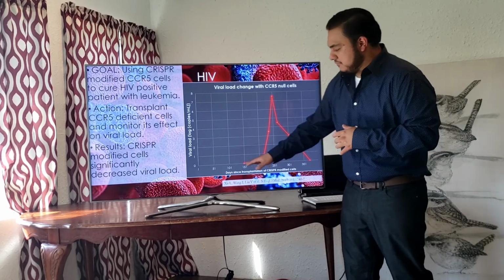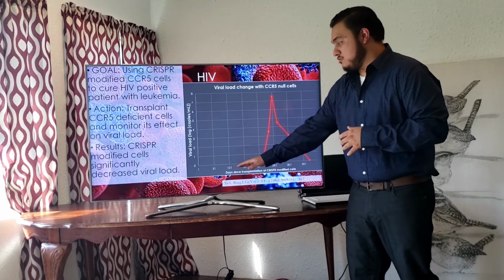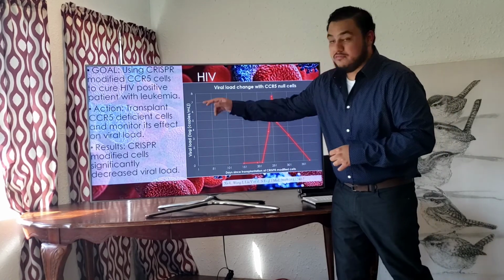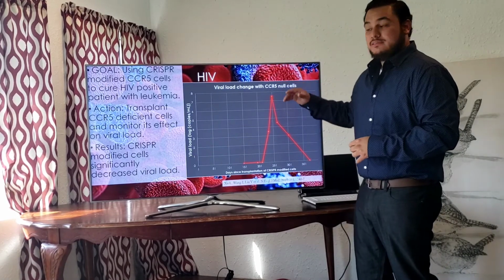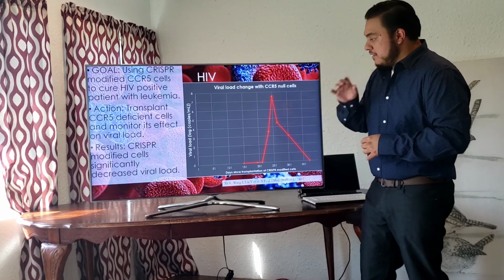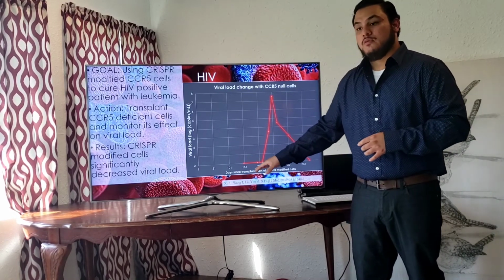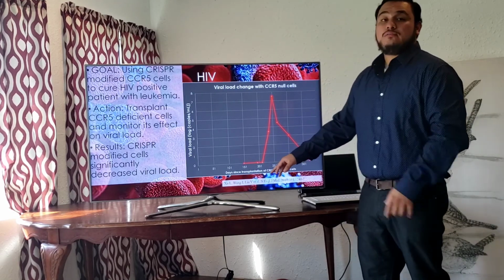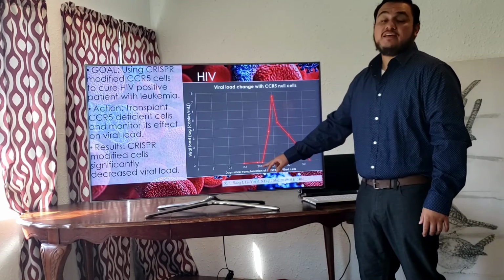So here's a graph that I have here. Total days since the transplantation of the CCR5 null cells. Here I have the viral load. So the higher up we are, the higher the viral load. So at about 150 days, when they transplanted the CCR5 null cells, the viral load was at 0. And it stayed there for about 50 days.